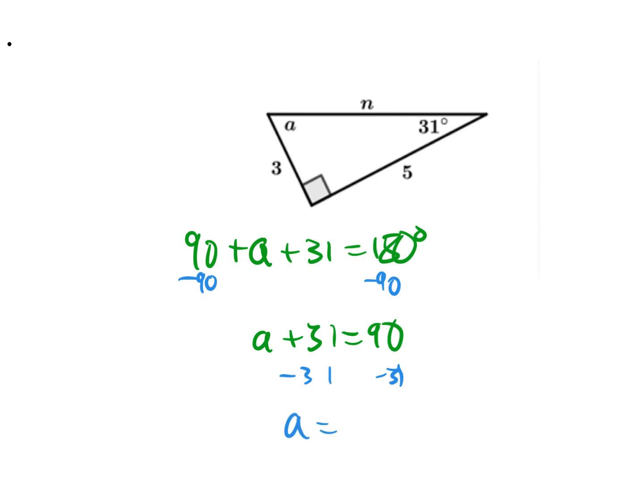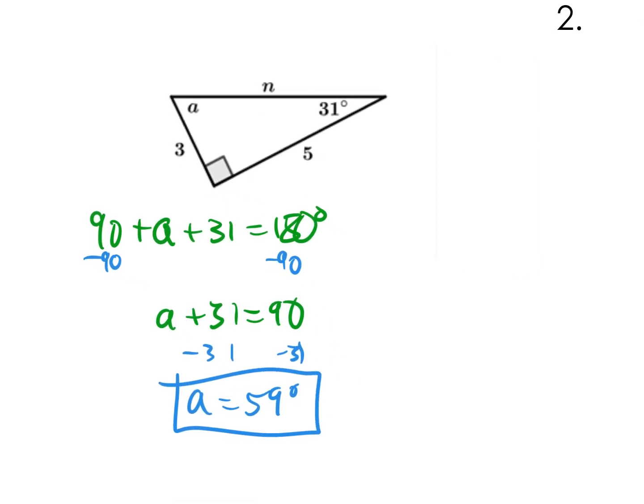A equals 59 degrees. Well, what about the missing side there? Well, we have trigonometry, but this is just review using the Pythagorean theorem, right? Because we've got two sides of a right triangle. We know that A squared plus B squared equals C squared. And in the C has to go the hypotenuse, which is that N.